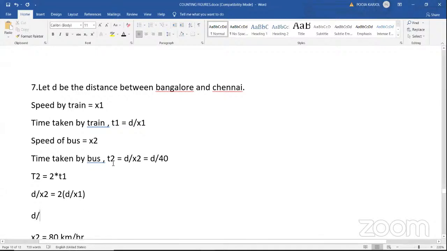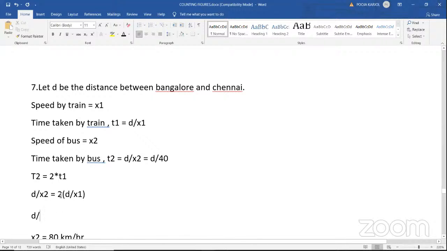Time taken by bus is t2, which is equal to d by x2, and x2, which is the speed of the bus, is given, which is 40 km/h. They've given that the time taken by the bus is twice as much as that of the train. So t2 is equal to 2 times t1. Just substituting now, d by x2 is equal to 2 times d by x1.